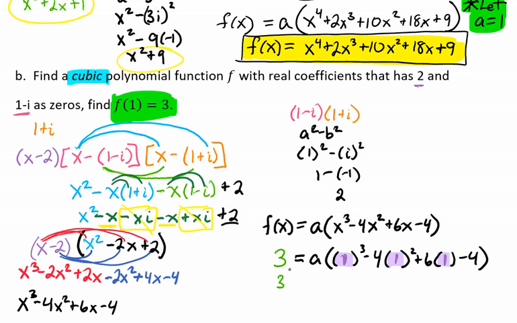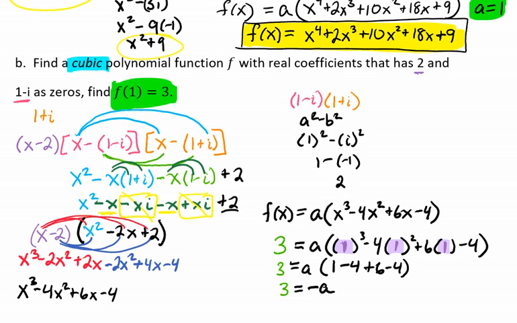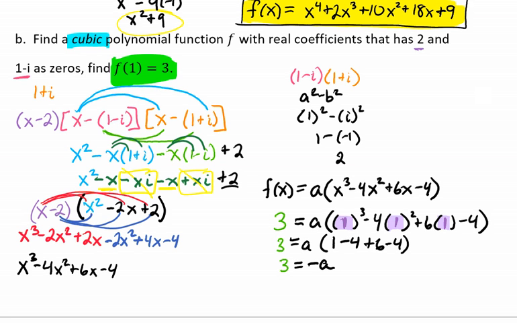So we have 3 equals a times 1 minus 4 plus 6 minus 4. We do the math of 1 minus 4 plus 6 minus 4, which gives us a negative 1. So we have a times negative 1, which gives us a negative a. I need to have the a by itself, so I'm going to multiply both sides by a negative 1, or divide, however you want to think of it. That tells me that negative 3 is my a value.